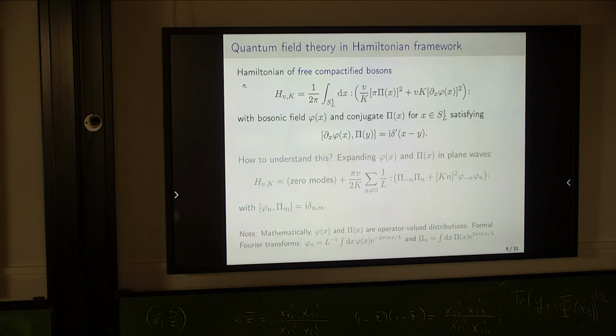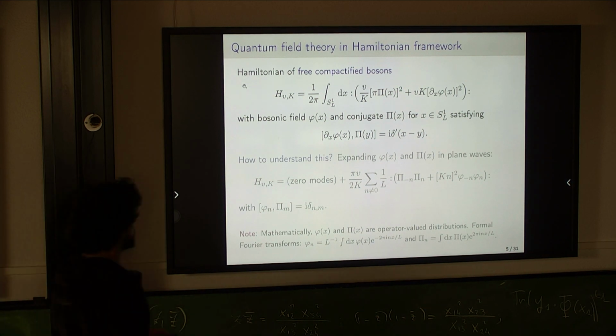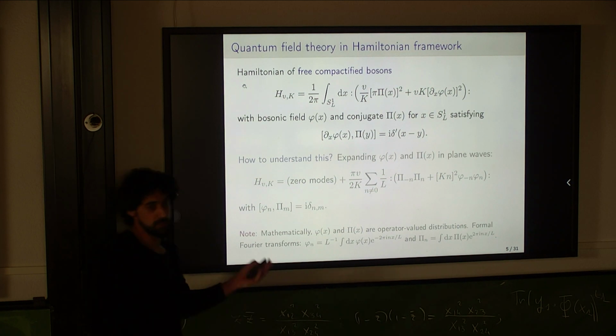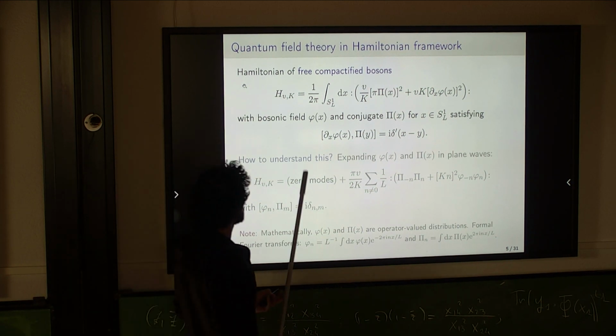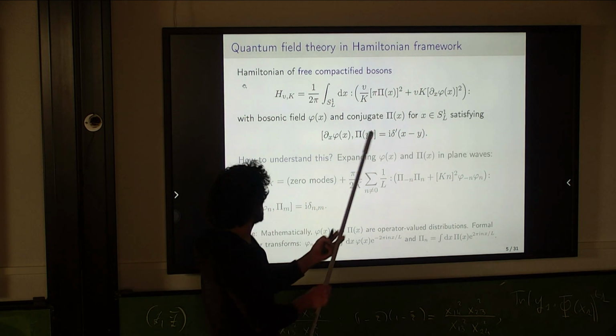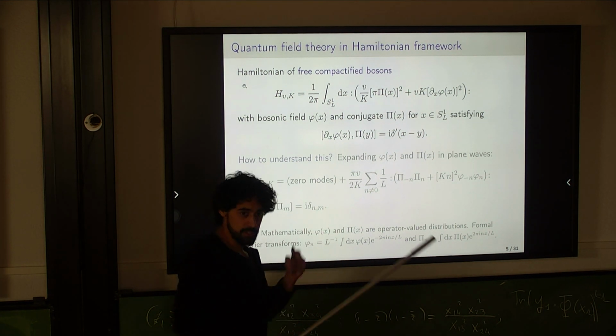Okay. What I would rather use is a Hamiltonian framework. So in that case, you still have the same field phi, and you introduce the conjugate field as usual. And you write the Hamiltonian, so I'm now just restating it in this way, and this is more or less the version I will be working with.